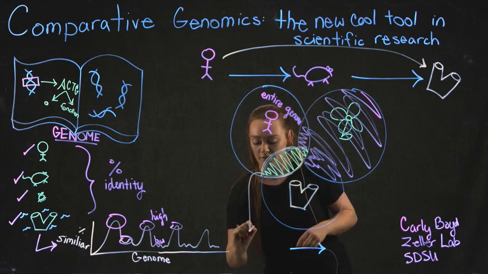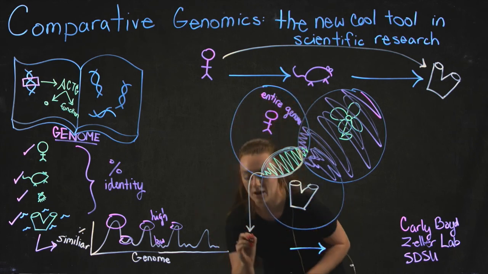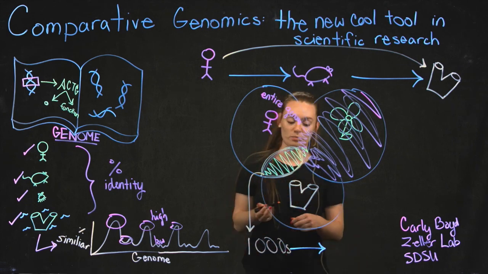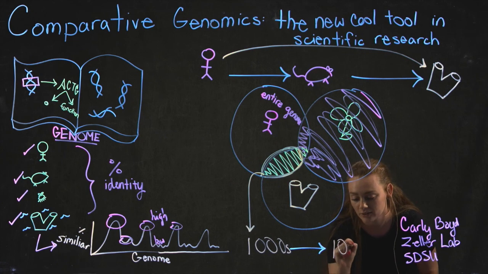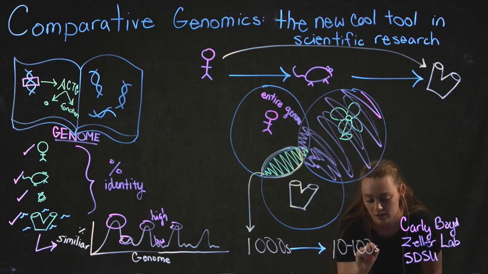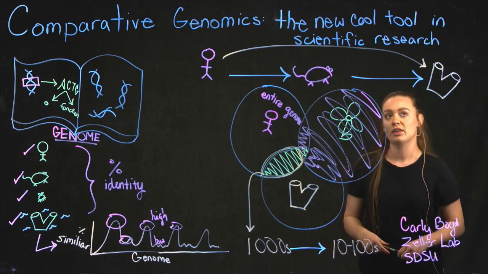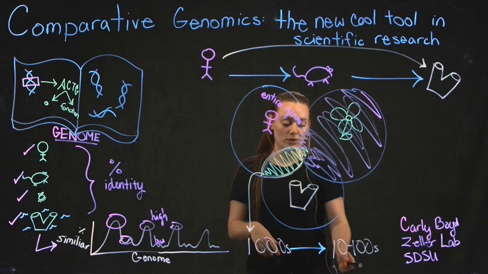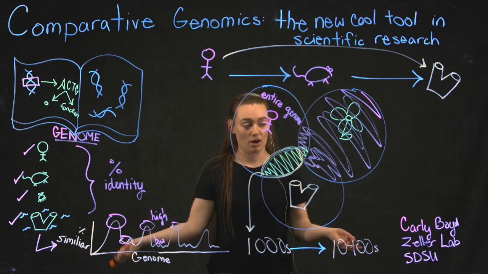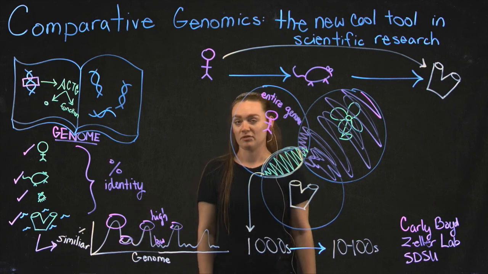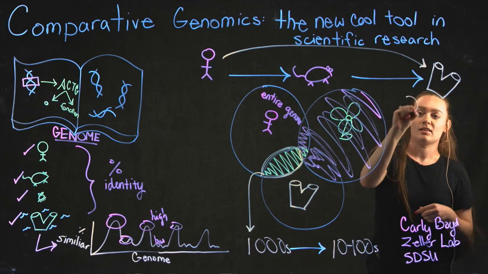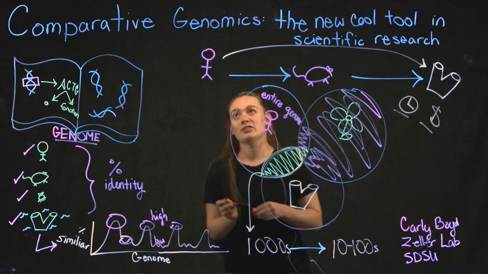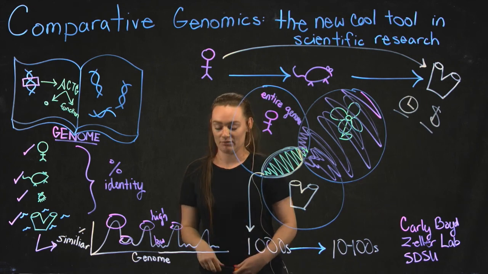So you go from having thousands upon thousands of genes that you're trying to look at to basically maybe 10 to 100. And then from there, you know that you can perform experiments in the lab on a sea squirt with these genes and see what they do, knockout experiments and that type of thing, which can save scientists a lot of time and a lot of money. And that is why comparative genomics is the new cool tool in scientific research.